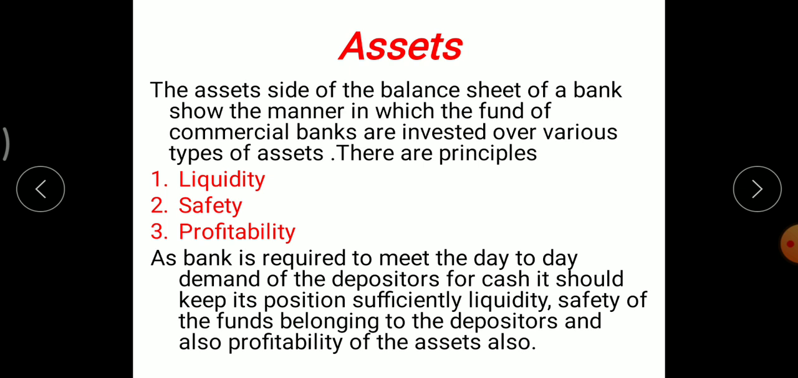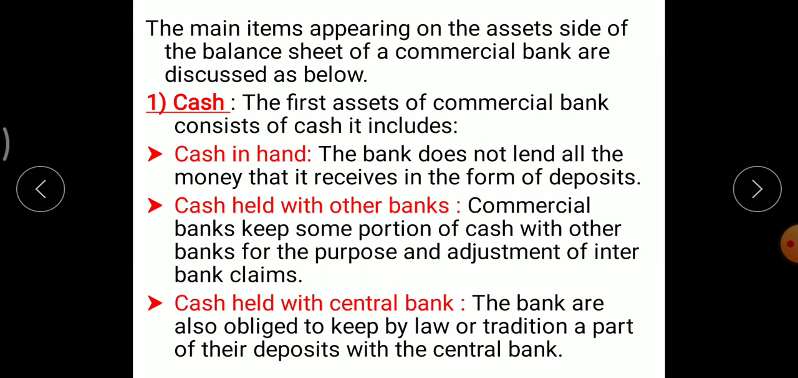As a bank is required to meet the day to day demand of the depositors for cash, it should keep sufficient liquidity. Further, as a bank is dealing in other people's money, it should be concerned about the safety of the funds belonging to the depositors. Next, the main items appearing on the asset side of the balance sheet of a commercial bank are discussed under that.